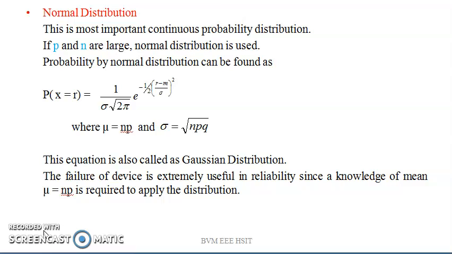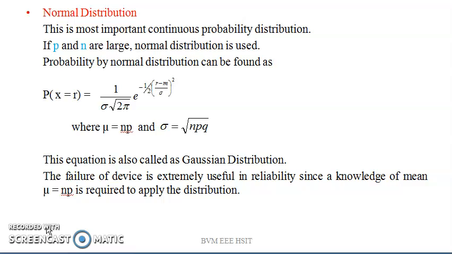Okay, friends, let us continue with the distribution. The next one is the normal distribution. We are talking about the reliability probability distributions, right? The next one is the normal distribution, and this is the most important continuous probability distribution. If p and n are large, then we use the normal distribution.